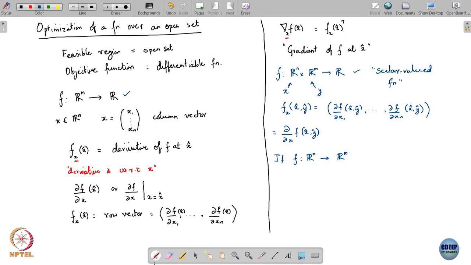We will think of every output, every point in the image of f, as itself a column vector. So f should be thought of like this: f at a point x is equal to this kind of column vector, f1 of x, f2 of x, dot dot dot, fm of x. It has m components.